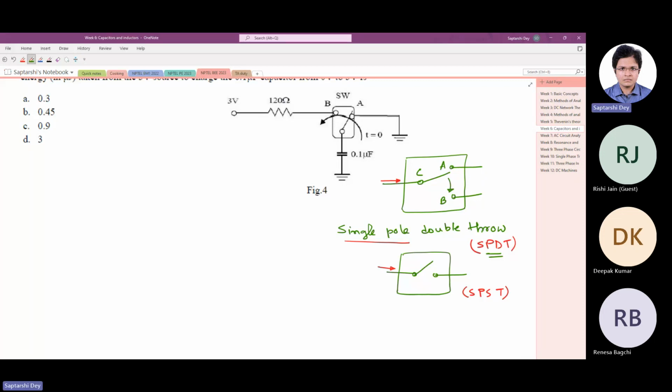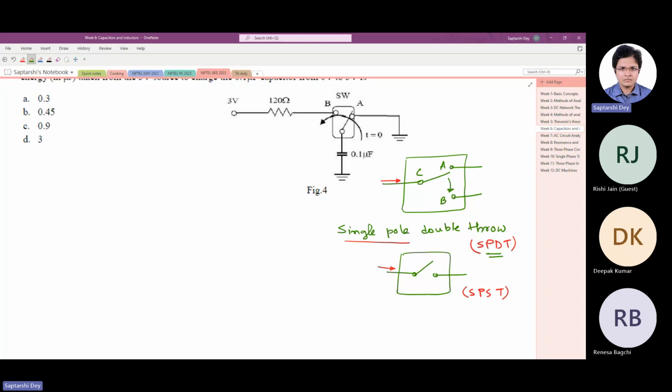So anyway, we'll look at the switches now. So this is a single pole single throw. We can start by applying KCL at B, right? I'm sorry. Sorry, go ahead. We can start it by... I have actually come to the answer. So it is coming 0.9.